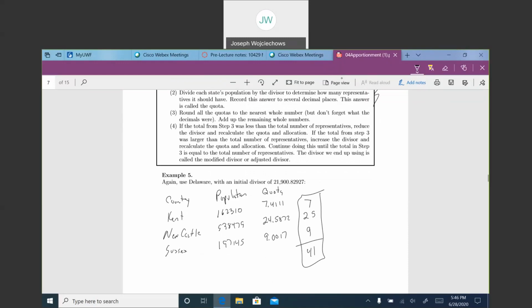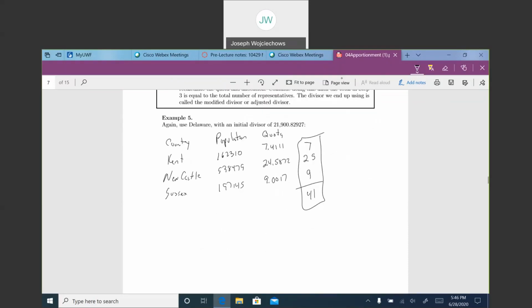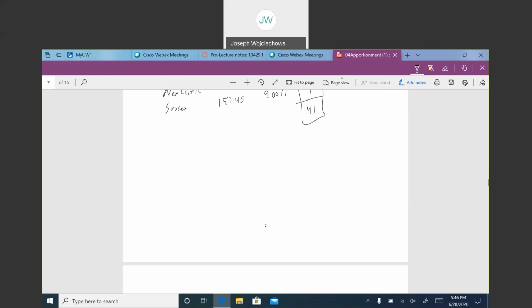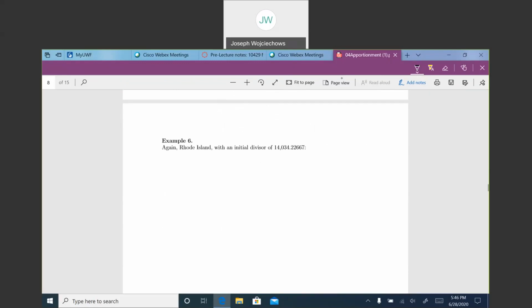And again, as I said, this will not be on the exam. It will be in the homework, though. You can set up a spreadsheet to do all the multiplication and division for you, and then you won't have to do it manually. Okay, number 6 is the Rhode Island data. I'm going to leave that one alone.